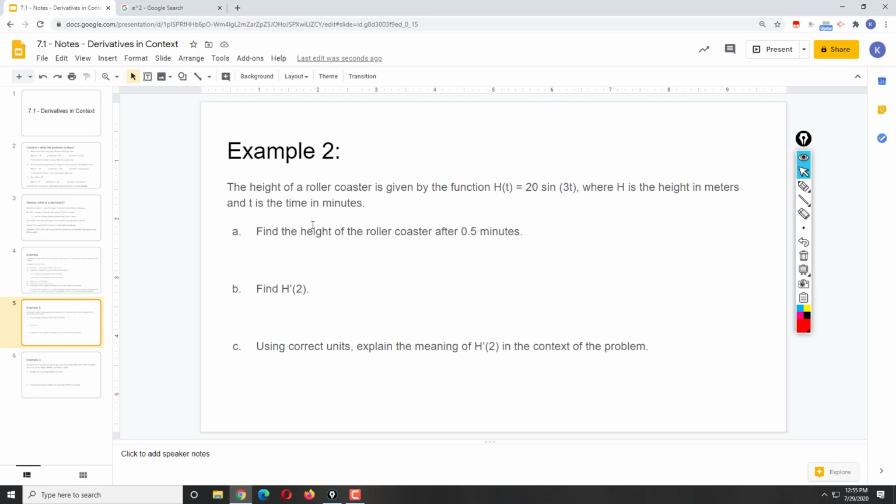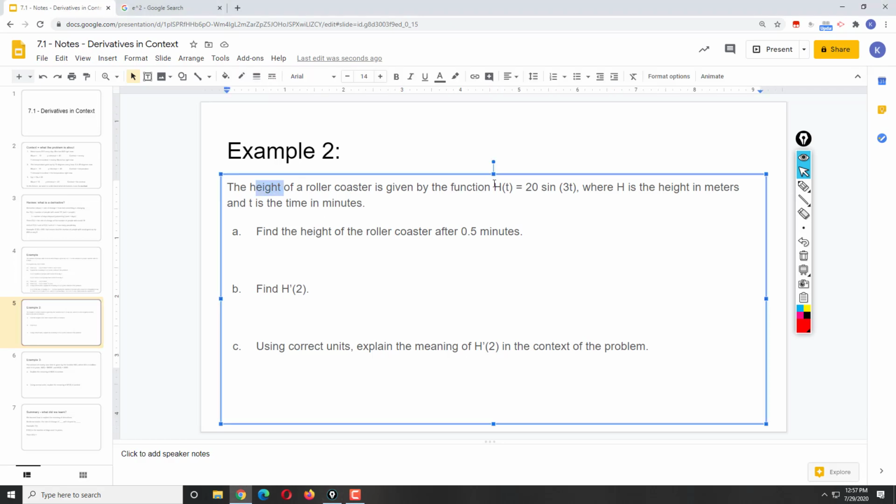Example 2. The height of a roller coaster is given. Sorry about the noise. Let's start again. Example 2. The height of a roller coaster is given by the function h of t equals 20 sine of 3t, where h is the height in meters and t is the time in minutes. Part A. Find the height of the roller coaster after 0.5 minutes.